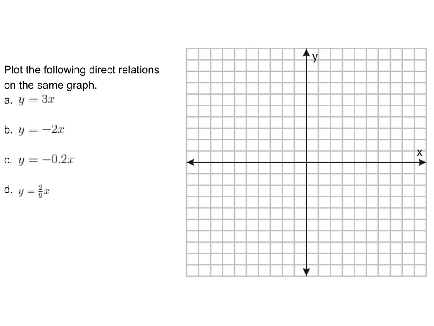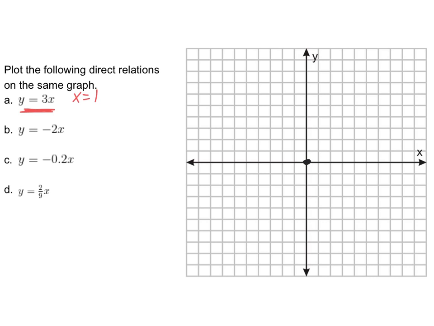So now we're going to graph some relations, and we're going to do it all in the same graph. Now with these direct variations, all of them are going to go through the origin. So I'm always going to have this point right here. That's the origin right there where the x and y axes meet. So if I'm going to graph this first equation here, I'm going to find another point so that I can connect that point with the origin.